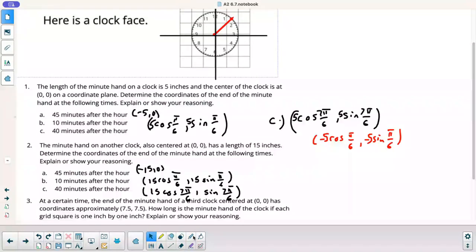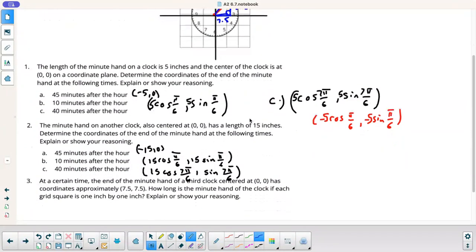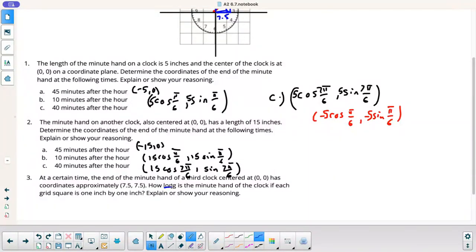So what happens here is you get a right triangle created right here. Okay, so this would be 7.5, 7.5. So the y-coordinate's 7.5. The x-coordinate's 7.5. So if I did Pythagorean's theorem there, because that's a right triangle, I could get the length of the minute hand, because I want to know how long is the minute hand. So go ahead and do all that.